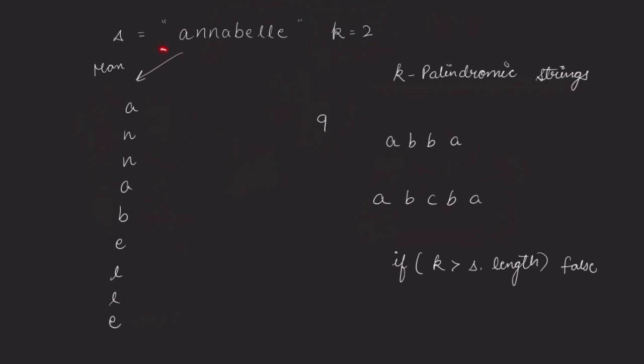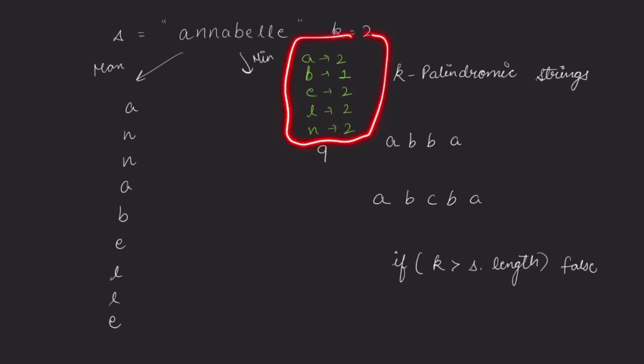Now, if I ask you that out of this string s, what are the minimum number of palindromic strings that you can have? What is the minimum? So if you see over here in this string, A is coming 2 times, B is coming 1 time, E is coming 2 times, L is coming 2 times, N is coming 2 times, right? So basically this is the frequency map of this string S, right?